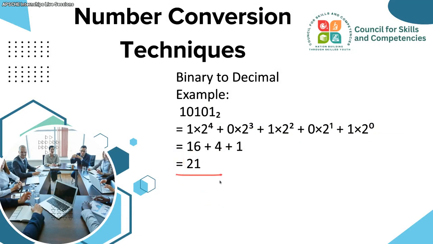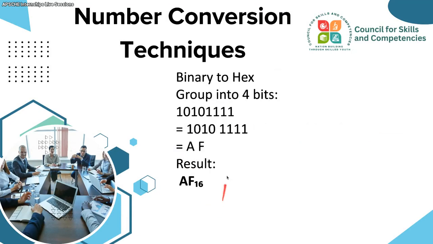This is its equivalent decimal number. Okay, so now binary to hexa. This is the thing which you guys want to understand. So whenever someone asks you to convert a binary number into hexa, it is so simple.